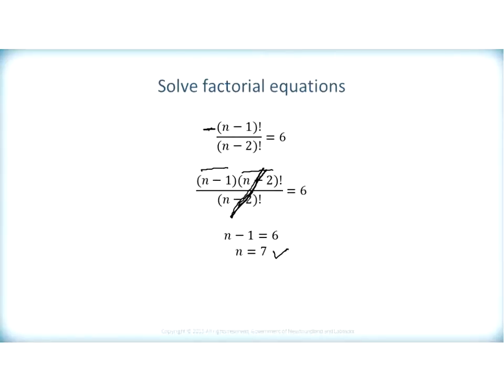We have to be aware and make sure that n is defined. For example, 7 subtract 1 factorial is 6 factorial, which is defined. And 7 subtract 2 factorial is 5 factorial, which is defined.